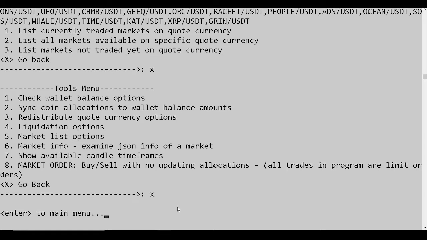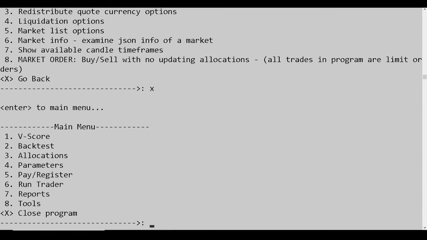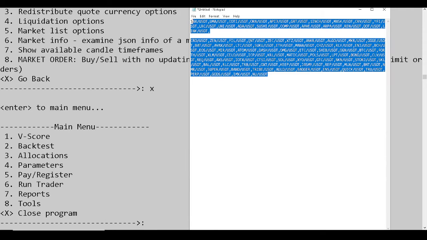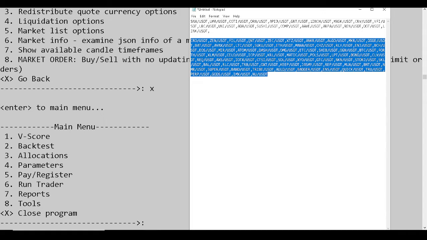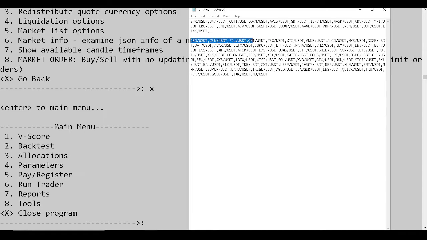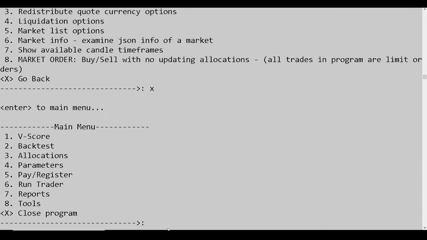So let's go back. Now I've made a list already. These are the coins that I'm already trading, the ones up here, and these are the ones I'm not yet trading. So I don't know. Let's just pick 4 coins. I'm not actually going to buy these, so you're not going to see the whole process, but at least you'll know how to get started.